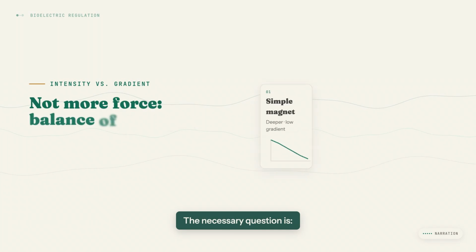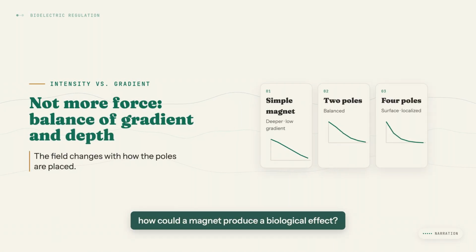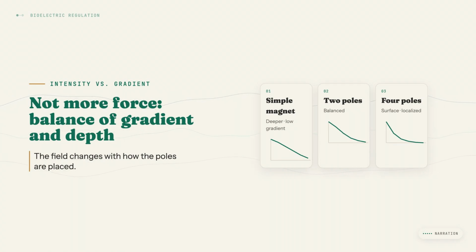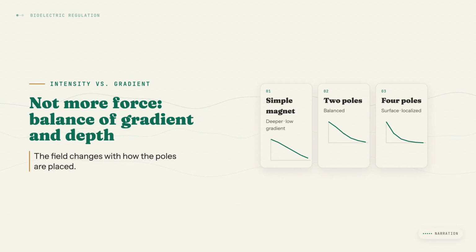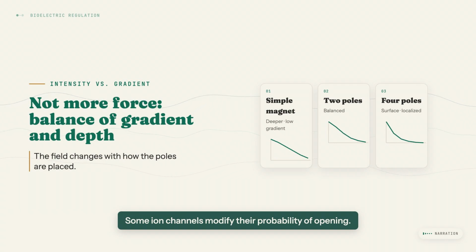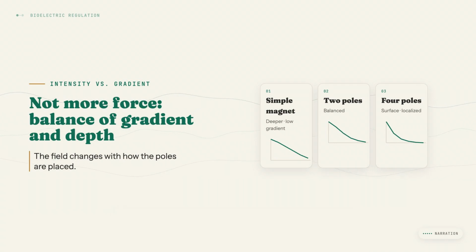The necessary question is, how could a magnet produce a biological effect? The available evidence describes several possible mechanisms. The phospholipids of the membrane can partially change orientation under a field. Some ion channels modify their probability of opening.